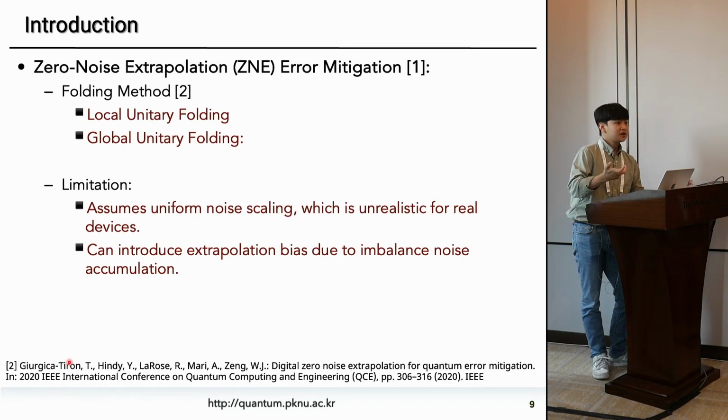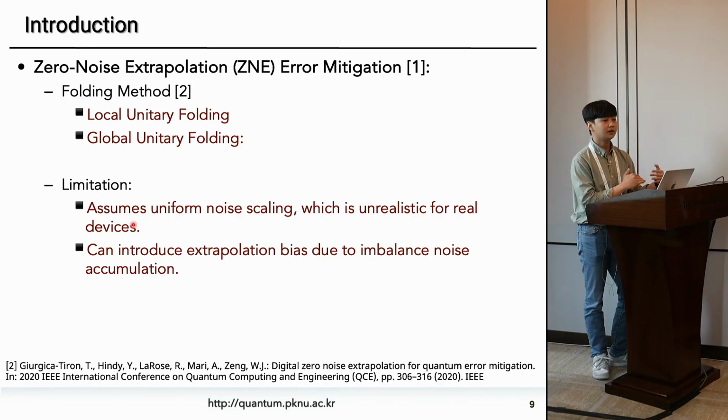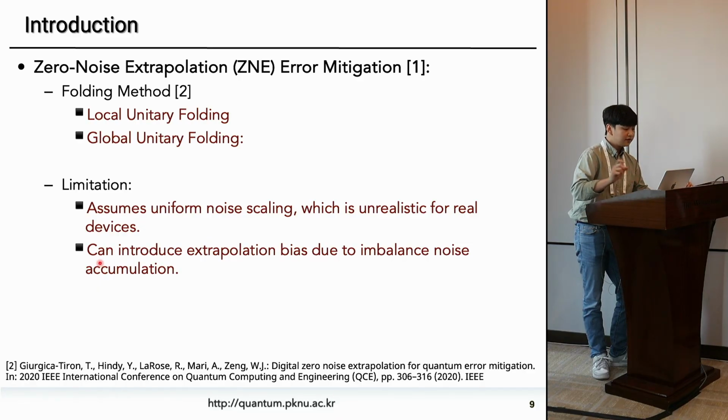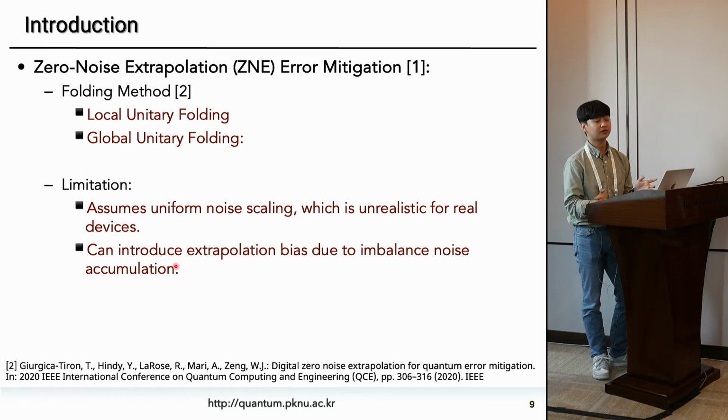What are the limitations of these two folding methods is that they assume uniform noise scaling. If you check the calibration data, especially from IBM, there are some gates that have a higher error rate, and some gates that are simply faulty and that we cannot use, especially for the CNOT. And within the uniform scaling assumption, it can introduce some extrapolation bias due to the imbalance of noise accumulation in the quantum circuit itself.